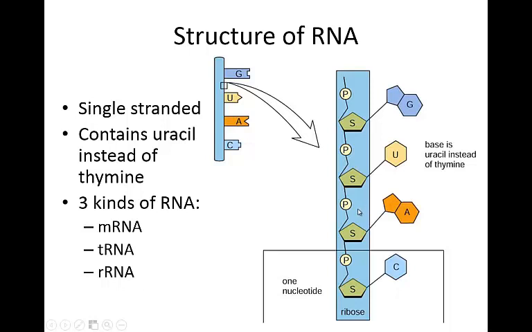Also remember that there are 3 main types of RNA. mRNA, or messenger RNA, is basically a copy of the DNA, and it travels from the nucleus out to the cytoplasm. tRNA, or transfer RNA, is responsible for bringing amino acids to the ribosomes, and that's going to be really important for translation. The third kind of RNA is rRNA, or ribosomal RNA, and that is important for making up the structure of the ribosomes.